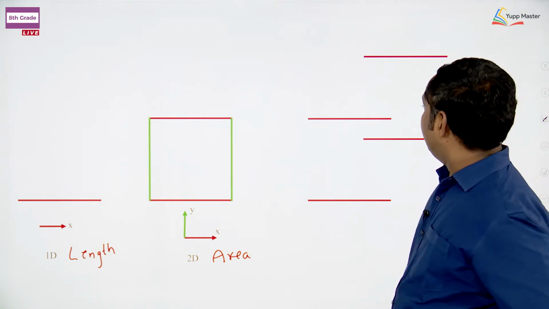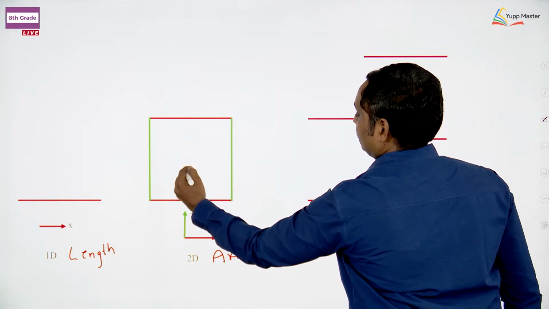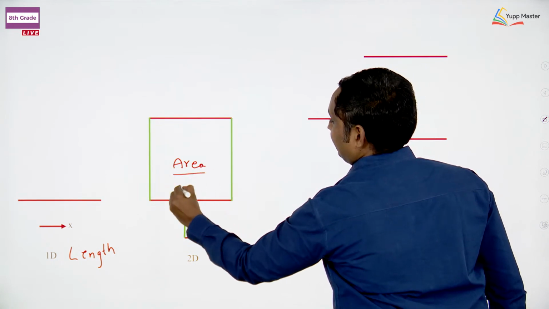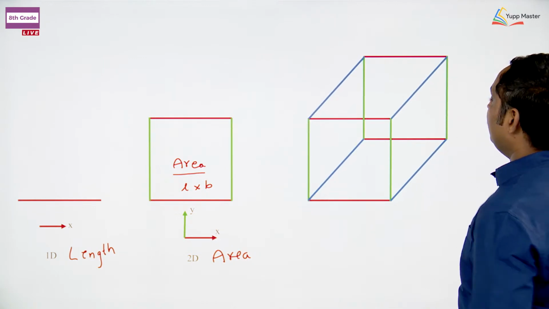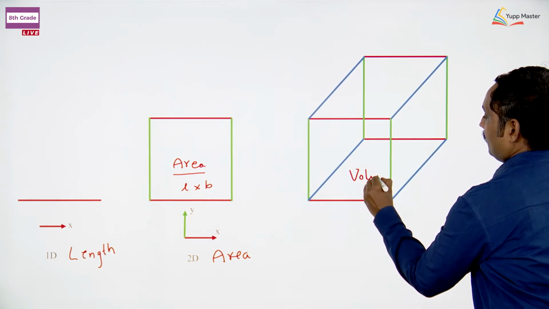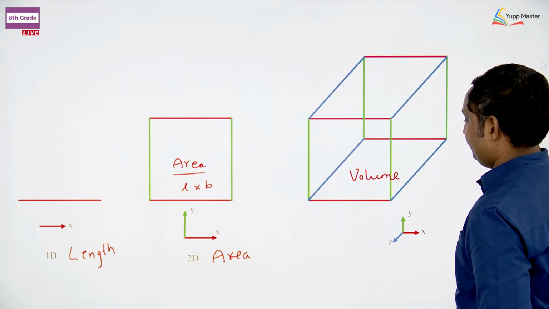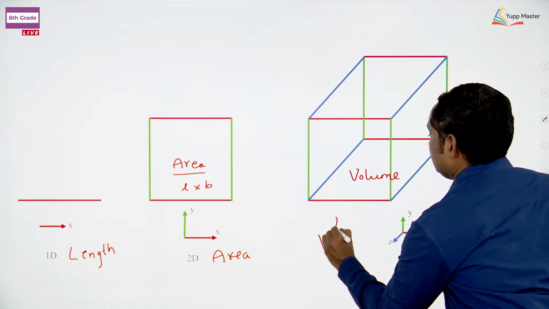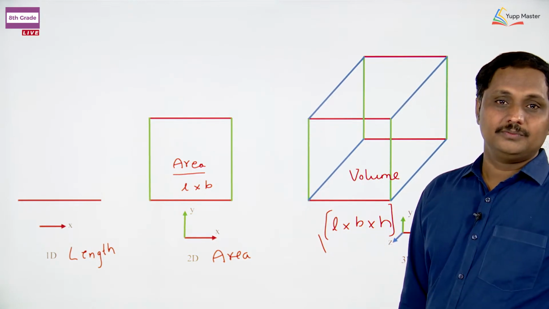Suppose you take another parameter, it is extended to the third one. This is the case. We can take the area, that is L into B. The third one is going to be volume. Yes, please have a look. This is 3D. You have already learned this in the lower classes also.